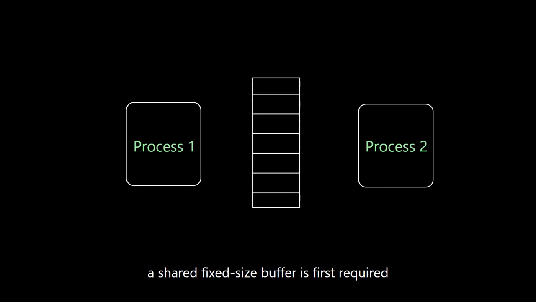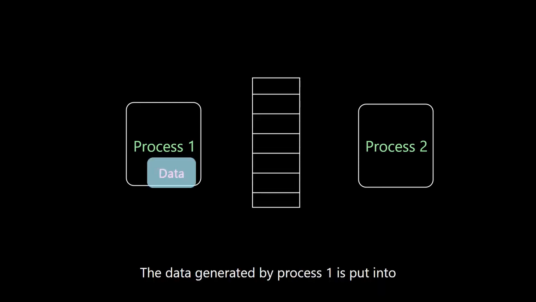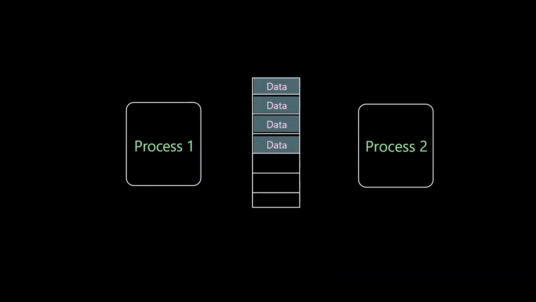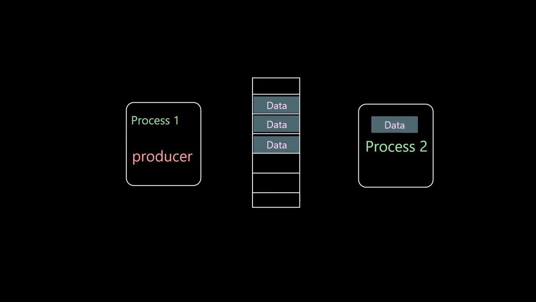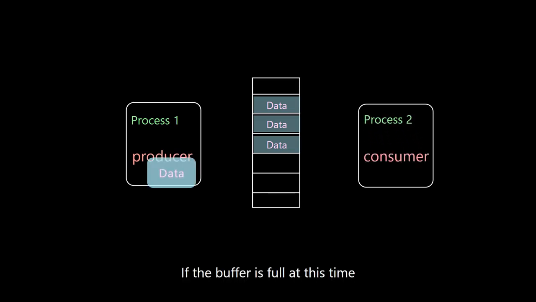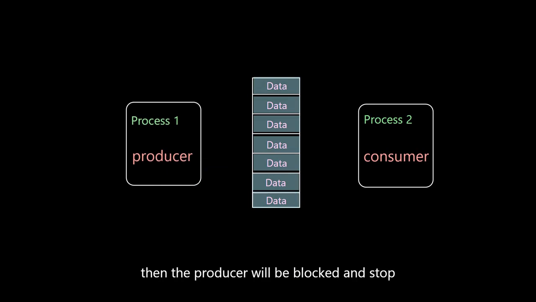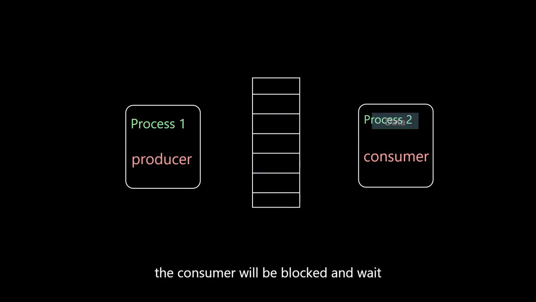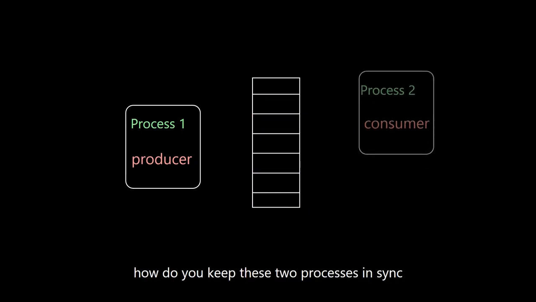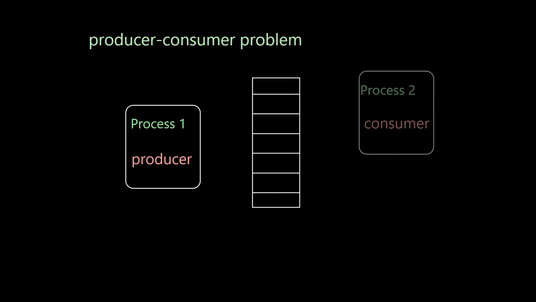Between the two processes, a shared fixed-size buffer is first required. The data generated by process 1 is put into the buffer, and it is called the producer. The other process takes data out of the buffer and is called a consumer. If the buffer is full at this time, then the producer will be blocked and stop production. And if the buffer is empty, the consumer will be blocked and wait. So how do you keep these two processes in sync? This is called the producer-consumer problem, also known as the bounded buffer problem.